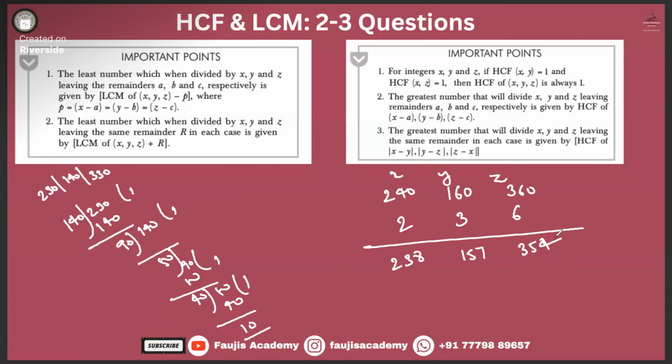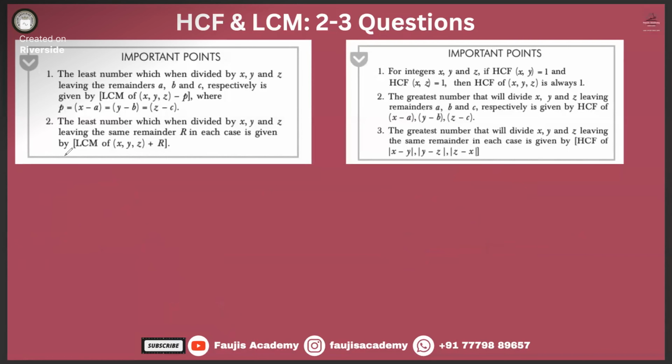This is point number 2: the greatest number that will divide X, Y, Z, leaving remainder A, B, C respectively, is given by the HCF of X minus A, Y minus B, and Z minus C, right? Am I getting it correctly, guys? Because whatever number we are choosing, all these numbers are getting completely divided.